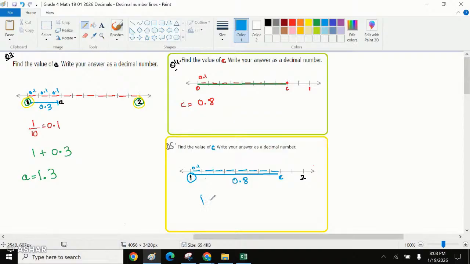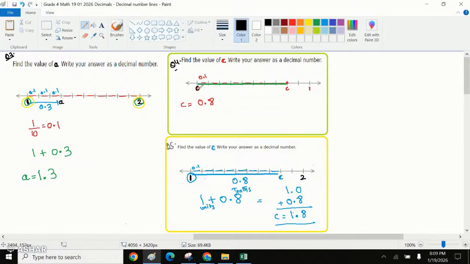That means 1 plus 0.8. 1 is units, right? And this is tenths. So when we add the numbers together, we can write 1.0 plus 0.8. 0 plus 8 is 8. 1 plus 0 is 1, and the decimal. So we can say the value of C in this question number 5 comes out to be 1.8, because the starting position was 1.